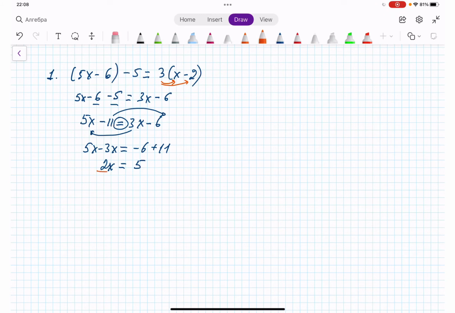And we need to get x by itself. So we divide by 2, and whatever division we did on one side, we do the same division on the other side. Why did I divide by 2? Because coefficient of x is 2. And I need x by itself. Oops, I'm sorry. So x from here is equal 5 over 2. Okay, moving to next problem, number 2.